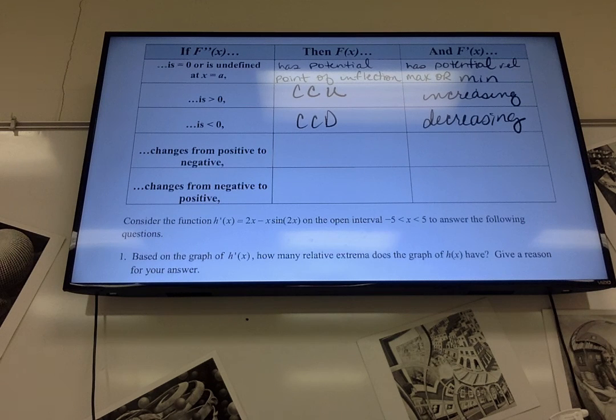Okay. So if the second derivative changes from positive to negative, yes, for f of x, it is a point of inflection. And then think about it, it's changing from positive, so it's increasing to decreasing. What would that be? Changes from negative to positive. Point of inflection. Yep. And f prime of x.